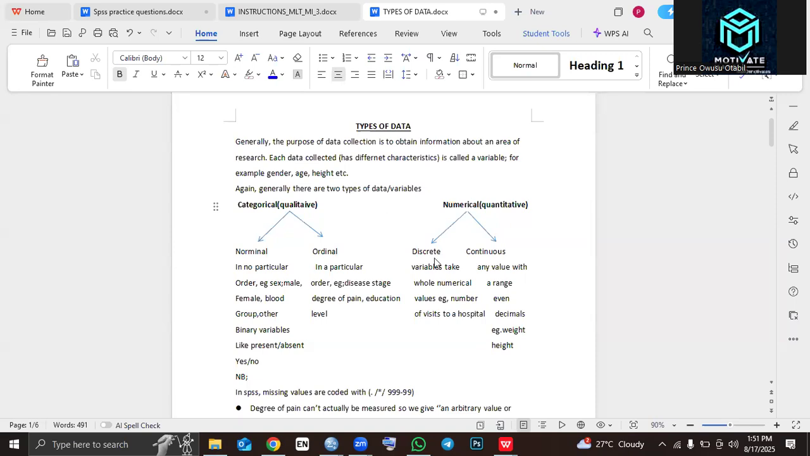Then we have the numerical data. Now, the numerical data, remember I said these are the what? Quantitative types of data, right? Good. So they can also be branched into two groups. The first is the discrete data, and then the second is the continuous data. What do I mean when I say discrete data or variables? Discrete variables are variables that take whole number forms. For example, 1, 2, 3, 4, or number of visits to a hospital.